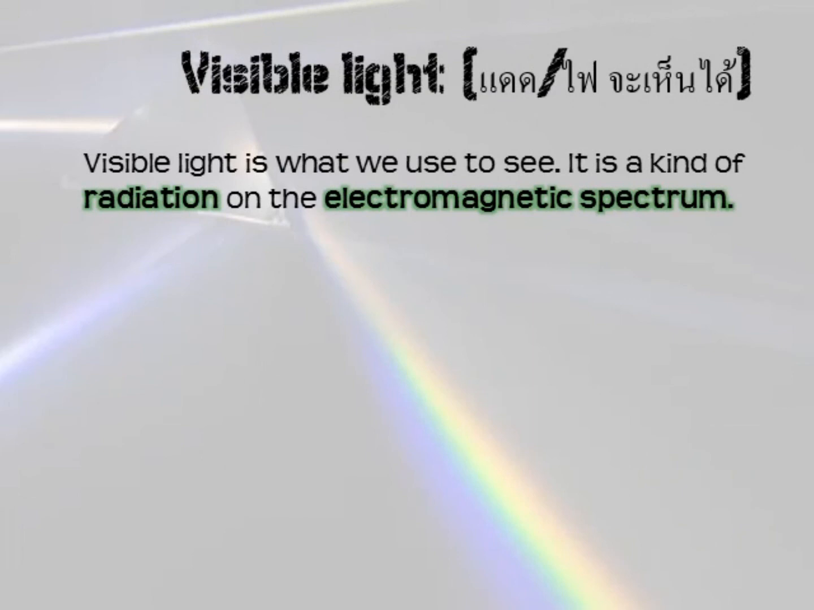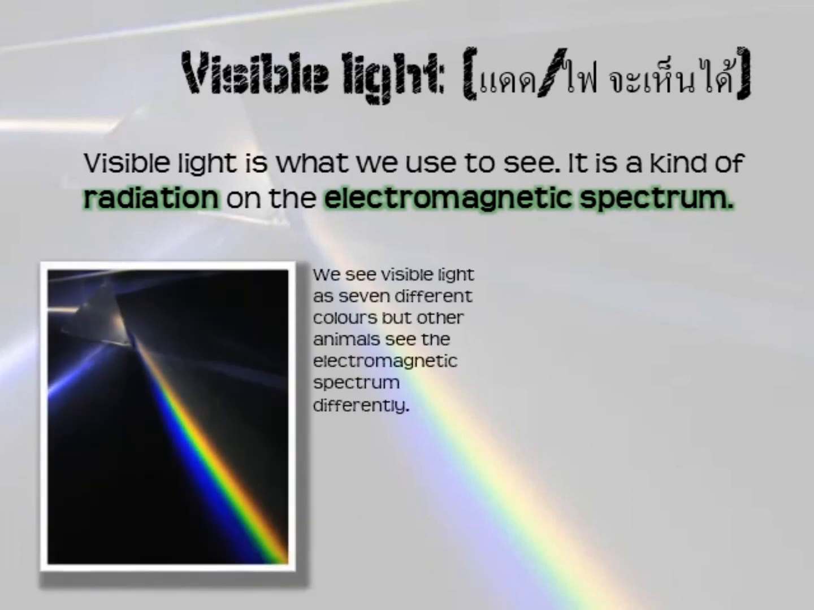Visible light. Visible light is what we use to see. It's what comes into our eyes. It's a kind of radiation on the electromagnetic spectrum, and the electromagnetic spectrum is all the different types of radiation that we can detect. So we see visible light as 7 different colors, but other animals see the electromagnetic spectrum differently. Some see more colors than us, some see less colors than us.